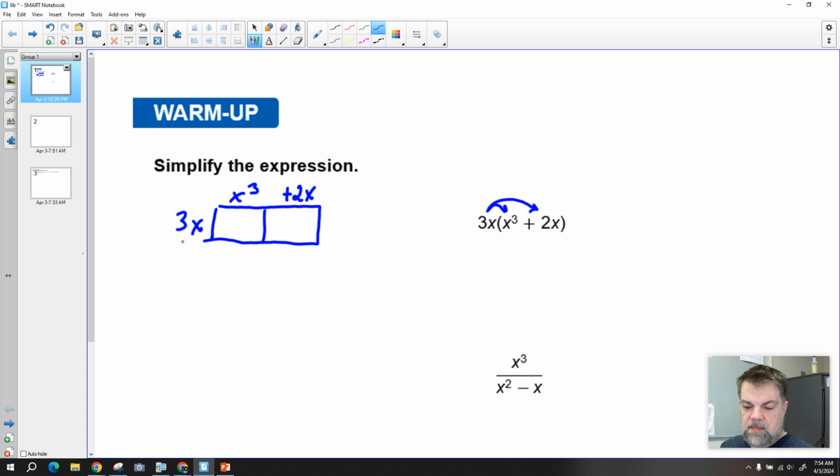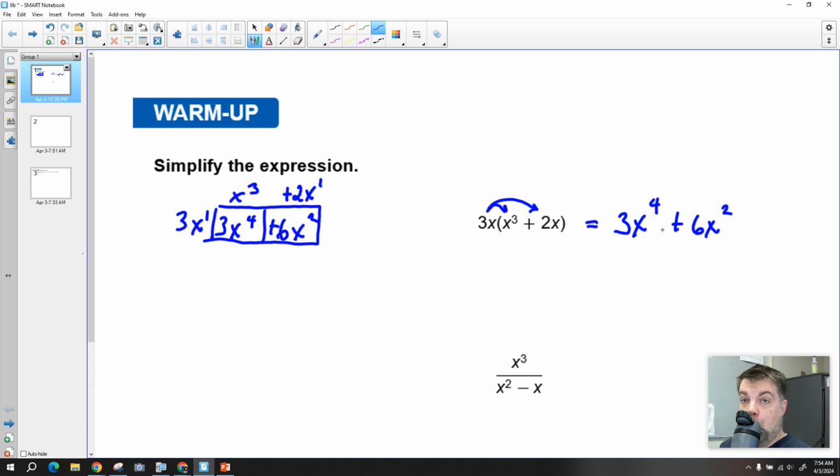So I like using the grid. So 3x times x cubed is just 3, and remember this is like x to the first power, so that would be 3x to the fourth power, because 3 plus 1 is 4. Now I've got to multiply the 3x times the positive 2x. 3 times 2 is a positive 6. And then x to the first power times x to the first power is just x squared. So this final answer is 3x to the fourth power plus 6x squared.